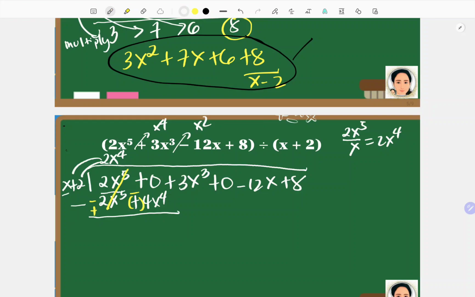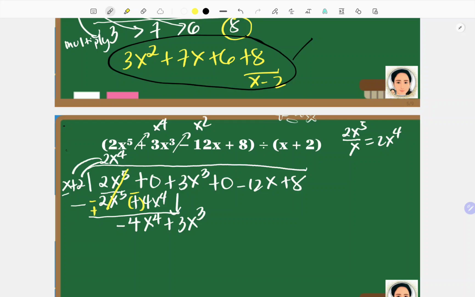So we have here 0 minus 4x to the 4th. You have to add, so you just copy negative 4x to the 4th. Okay, this one. Okay, negative 4x to the 4th. Then bring down the next term. That is positive 3x cubed.